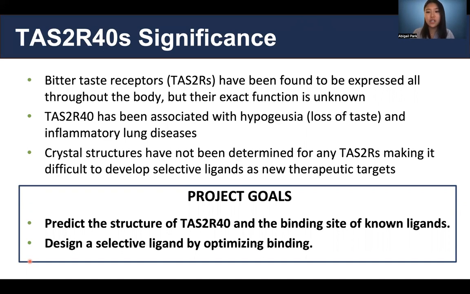So the problem with studying bitter taste receptors is that there are no crystal structures available for any of the 25 bitter taste receptors that humans express. And this also makes it difficult to develop selective ligands as new therapeutic targets. So my project for the summer was to predict the structure of TAS2R40 and its binding site using computational methods with the end goal of designing a selective ligand.